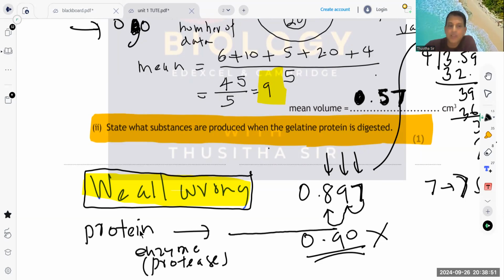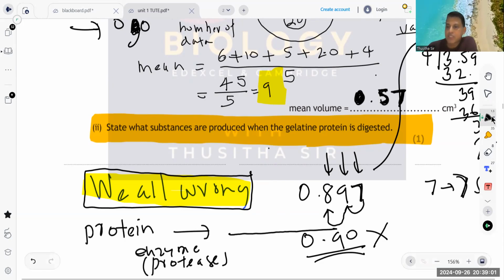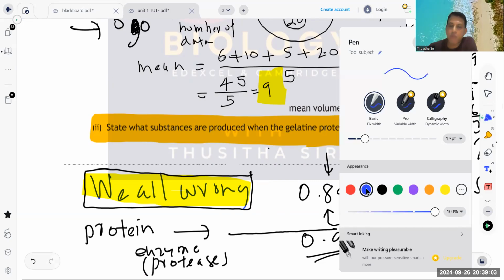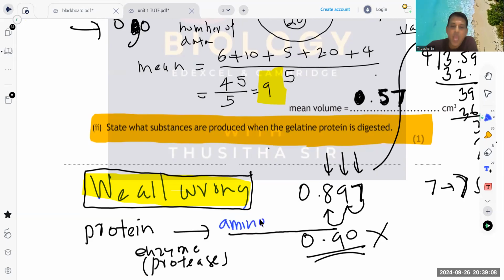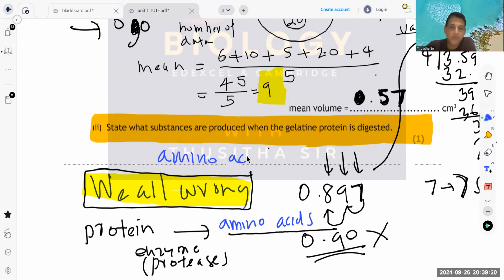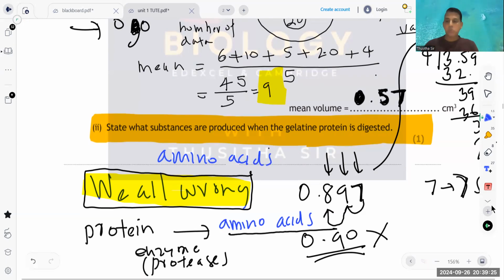So protein is going to make its building blocks. What is the building block of protein? This is not a good sign. You have to study. That's called amino acids. Amino acids make protein. So the answer is amino acids. Amino acids make the proteins.